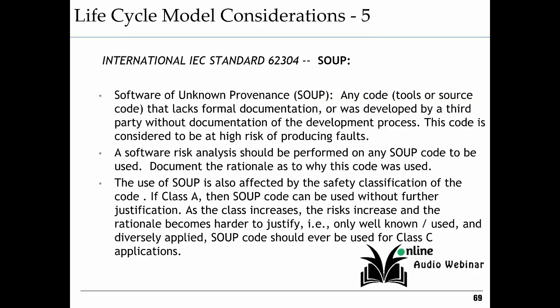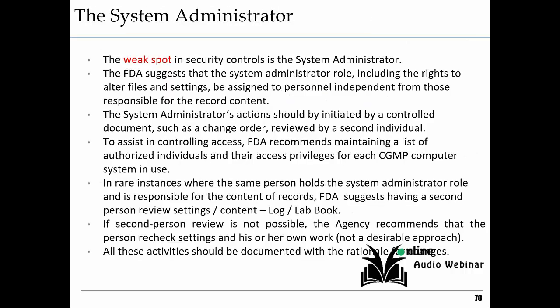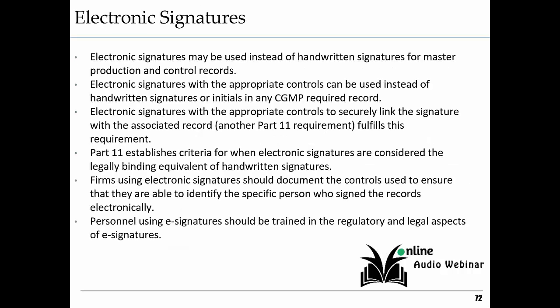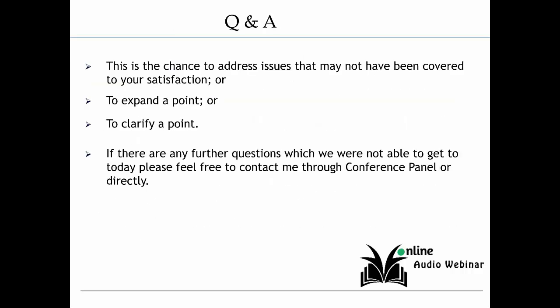And SOUP software, this is software with unknown provenance. And we're not going to get involved in the system administrator. That's not an issue. Logins would be an issue with your app. Electronic signatures get into only GMP issues. Some of the key takeaways would be that PCCP: how are you going to handle change control when it's done automatically by the AI?